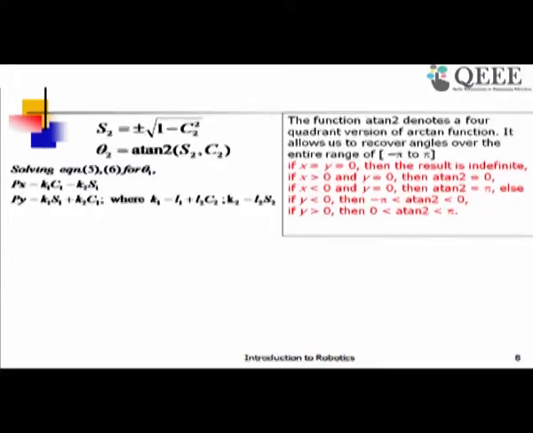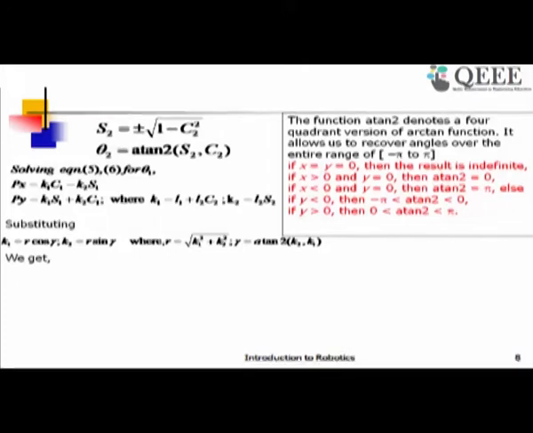So here we do a substitution, k1 is equal to l1 plus l2 c2 and k2 is equal to l2 s2, because now theta 2 is known, therefore k1 can be obtained as l1 plus l2 c2, where l2 and c2 are known, you will get k1. Similarly k2 also you can get. So you substitute for k1 and k2, and you write Px as k1 c1 minus k2 s1 and Py as k1 s1 plus k2 c1. Now again you substitute k1 is equal to r cos gamma, k2 is equal to r sin gamma, where r is the square root of k1 square plus k2 square and gamma is atan2 of k2, k1.